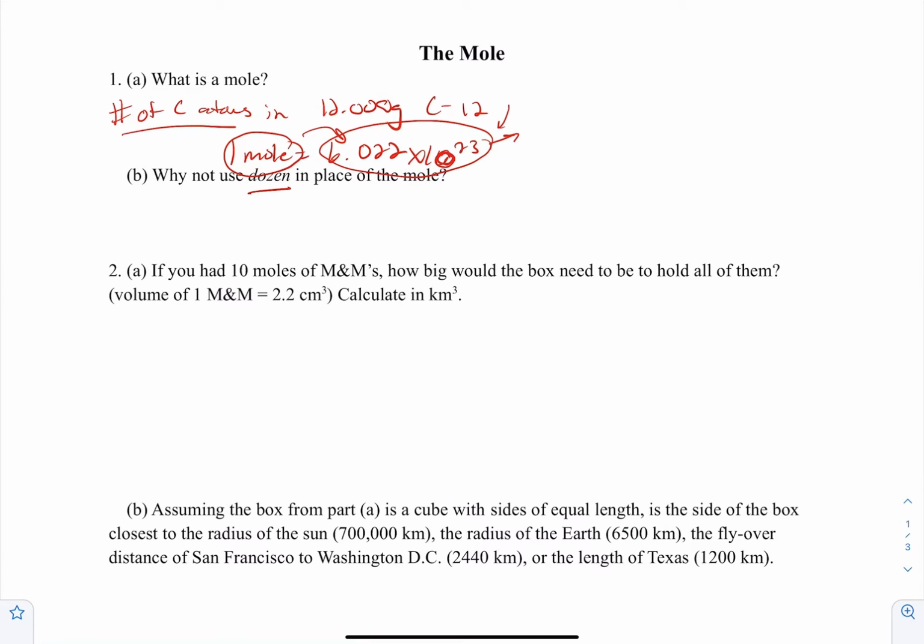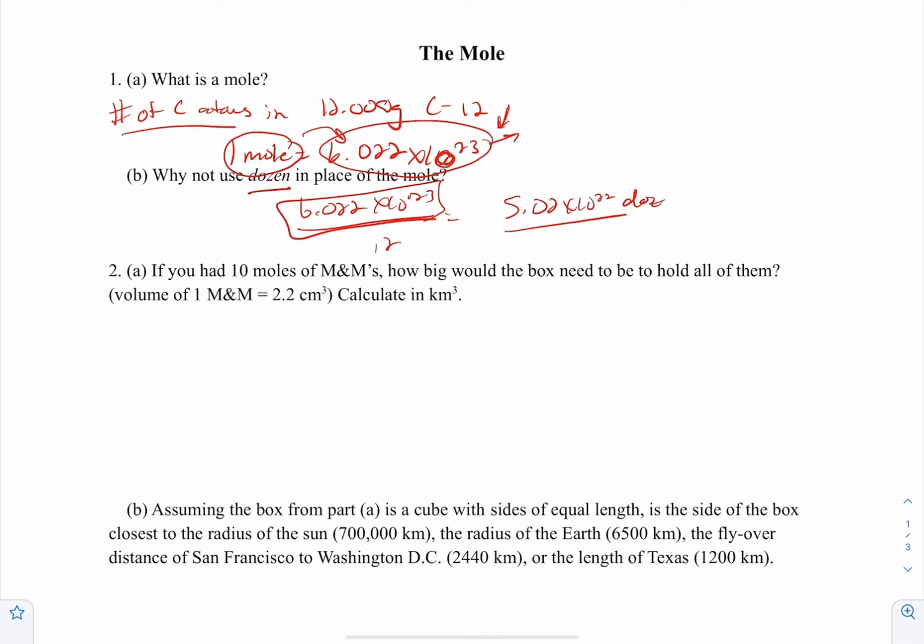So why not use dozen in the place of the mole? Well, that kind of defeats the purpose of using the mole in the first place, because if we were to use dozen in place of moles, then we'd have to divide 6.022 times 10 to the 23 by 12, and that would get us 5.02 times 10 to the 22. This is not any significant number that you need to know, although you do need to memorize this number. But if we did do that, we would say there's this many dozens of atoms. But that doesn't really help us. That doesn't condense down the number for us. And so we use the mole to be able to abbreviate that and use more manageable numbers, okay?